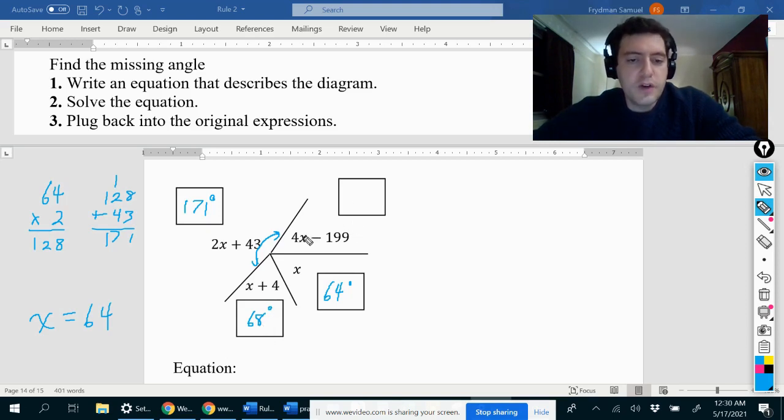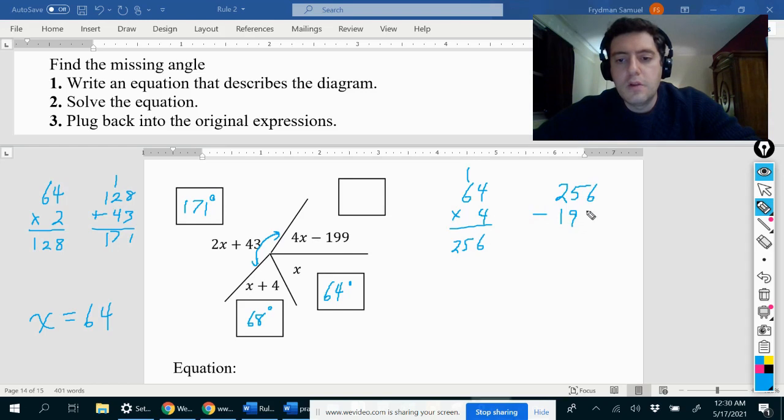Okay, what's this one over here? So now we have to do 4 times x. So let's do 64 times 4. 4 times 6 is 24, plus 1 is 25. So we have 256 minus 199. Let's do that. Can't take 9 away from 6, borrow from the 5, that becomes a 4, put a 1 over here. 16 minus 9 is 7. Can't take 9 away from 4, borrow from the 2, that becomes a 1, put a 1 over here. 14 minus 9 is 5, 1 minus 1 is nothing, 57. So we have 57 degrees over here.